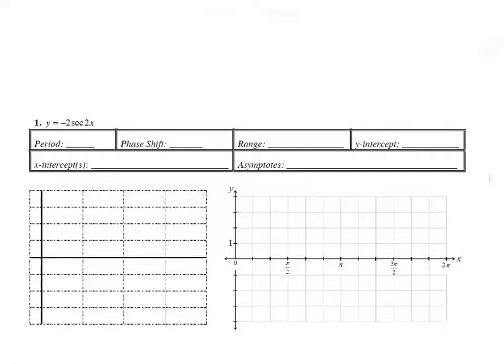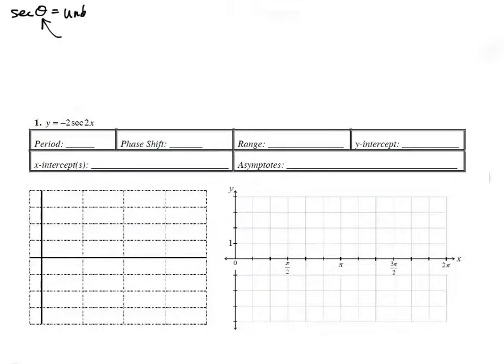My challenge for you guys is, where is secant undefined? I'm asking, what do you plug into that to make this undefined? All right, that's a challenge. You guys get a couple minutes with your groups to figure that out.